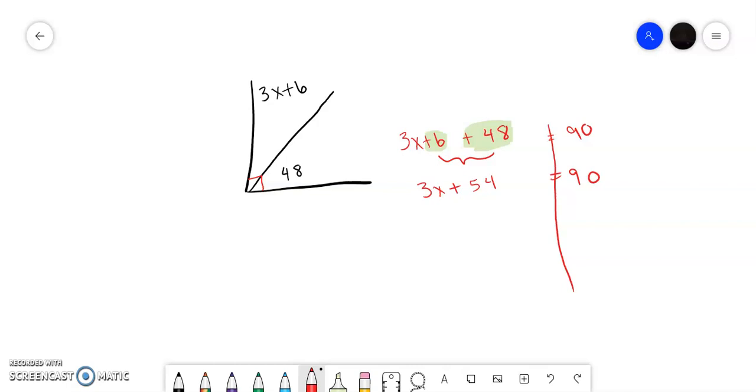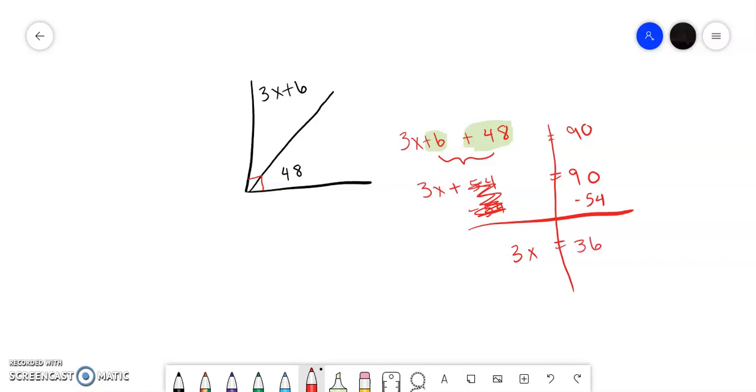So we're going to keep solving it. You're going to subtract 54 from both sides, like we used to. Minus 54 on both sides to get rid of it. This right here cancels out, 54 minus 54 is 0. Bring down your 3x, and set it equal to 90 minus 54, which should give me 36.